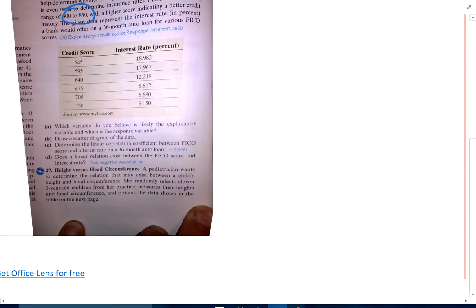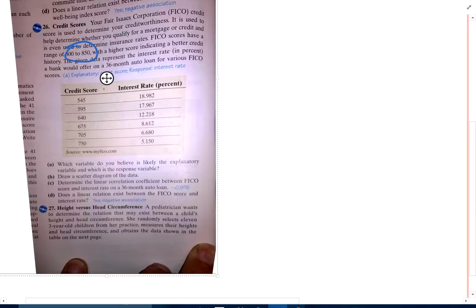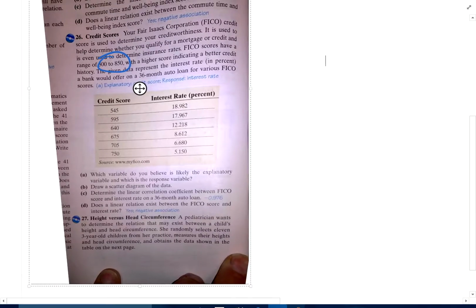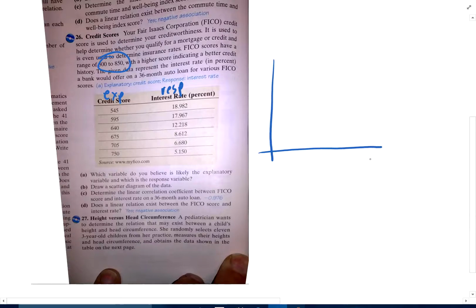Which variable do you believe is likely the explanatory and which is the response? Explanatory, response, because your credit score is explaining what your interest rate is going to be. Draw a scatter diagram. So we're going to have credit score, interest rate.